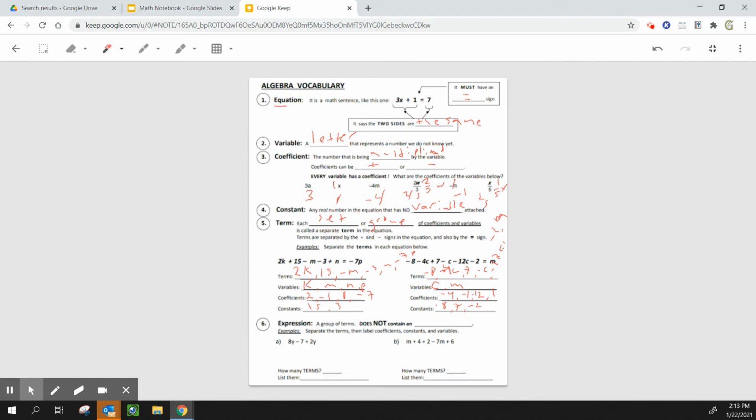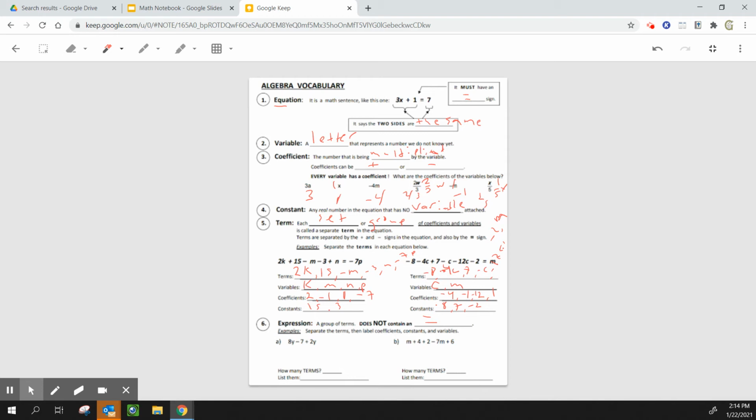Last word that's on this page here is expression, and this is where we're going to start with our algebra work. It's just a group of terms. So the two ones we just looked at were equations because they had equals in them. But if we didn't have the equals, then we would have expressions. So it does not contain an equals. That's an expression.